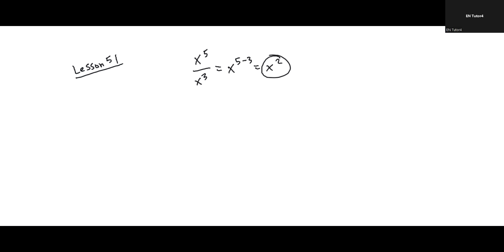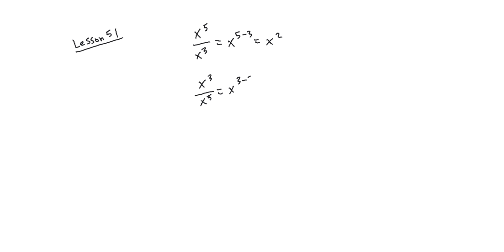All right, well, what if this was reversed? What if we had x cubed over x to the 5th power? Well, you do exactly the same thing. You do x to the 3 minus 5, and that gives us x to the negative 2. So it's possible to have an exponent that's negative. And so how do we think about that? Well, there's a formula in the book that says x to the negative n is equal to 1 over x to the n. So if we wanted to write this answer here with positive exponents, we would change x to the negative 2 to 1 over x squared.